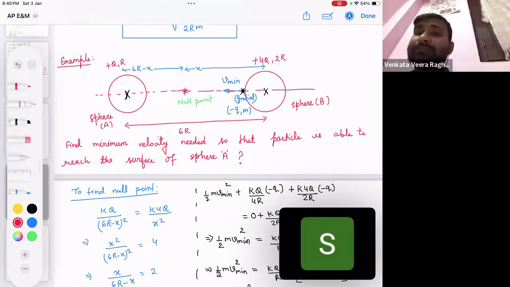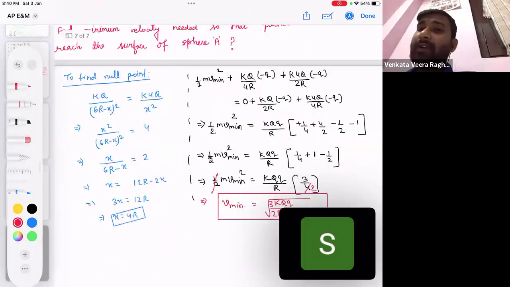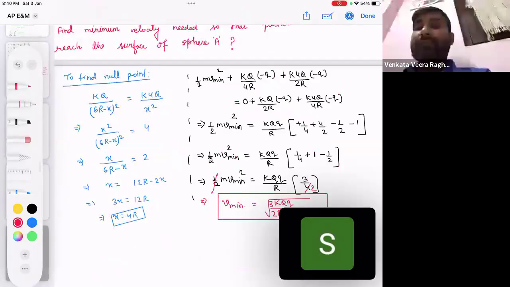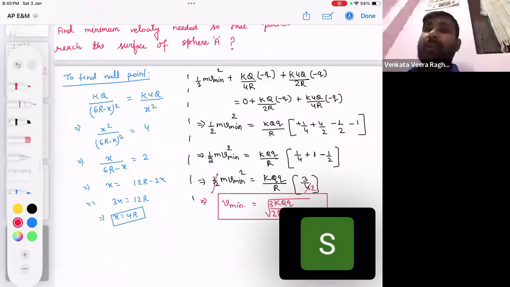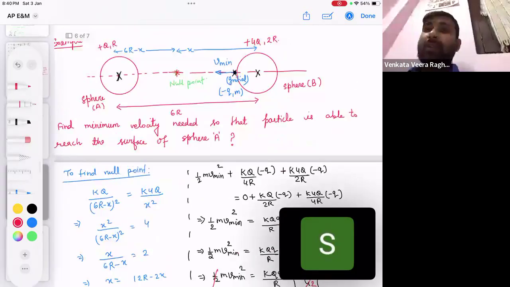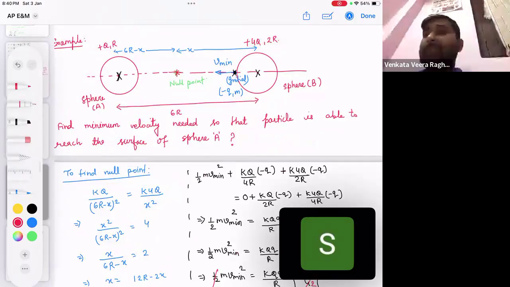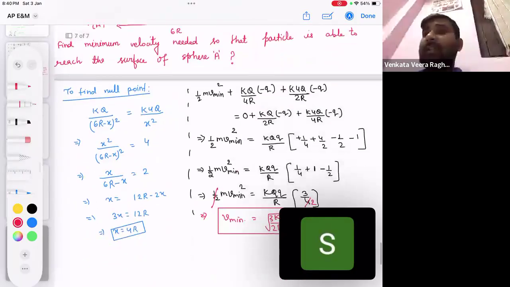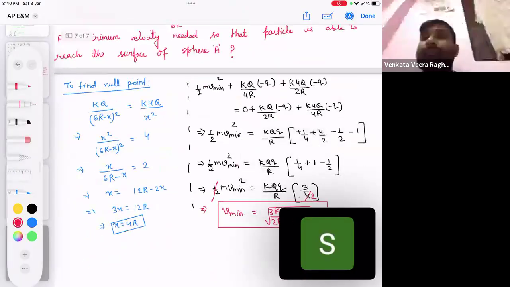How to find the null point? The null point is a point where the net field due to the arrangement of charges is going to be 0. That's why we made the field due to A and B spheres equal and opposite. That gives us the null point, and then we apply energy conservation.